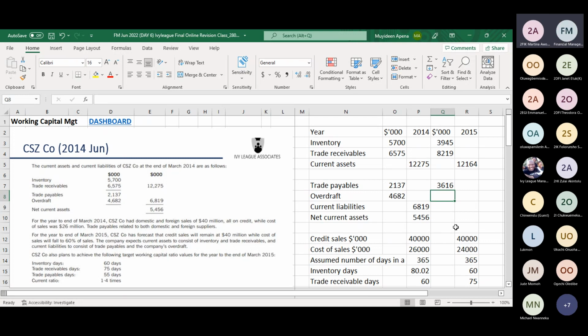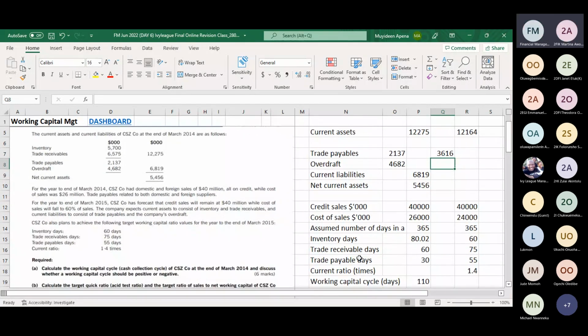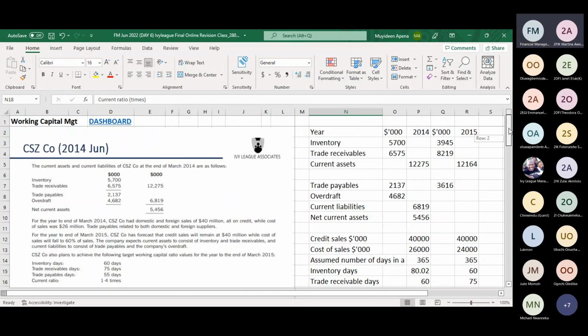So what about overdrafts? How do we calculate it? We don't have overdraft, isn't it? But we are given the current ratio. Current ratio is current assets over current liabilities. So do we have current assets? Yes, but we don't have current liabilities. So we can make an equation and then make current liabilities the subject of the formula.